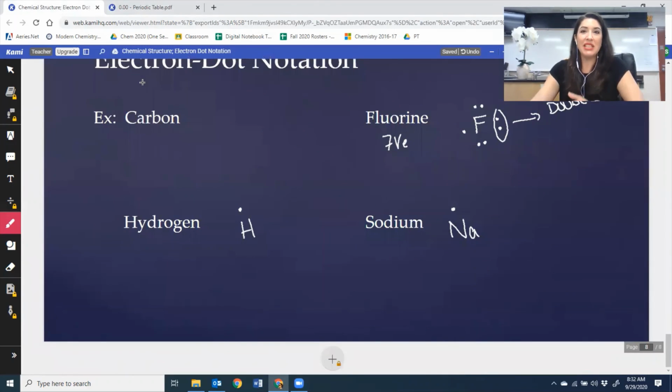So that's it. That's how you use electron dot notation to identify the number of valence electrons. Next time we meet, we're going to discuss how we put these together to start predicting the bonding angles, the way that atoms are going to bond together to form that stable octet.